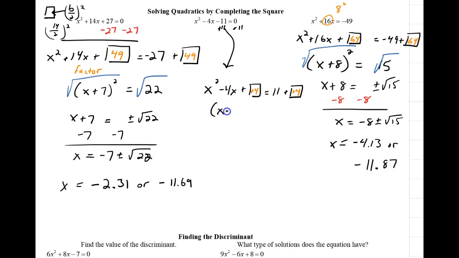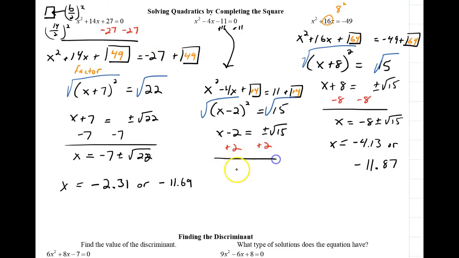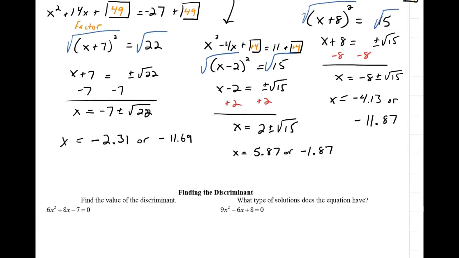So this factors to x minus 2 squared equals 15. Square root, square root. X minus 2 equals plus or minus the square root of 15. Add the 2 to both sides. You get x equals 2 plus or minus the square root of 15. Plug that into your calculator. All right, so that gives us 5.87 or negative 1.87.